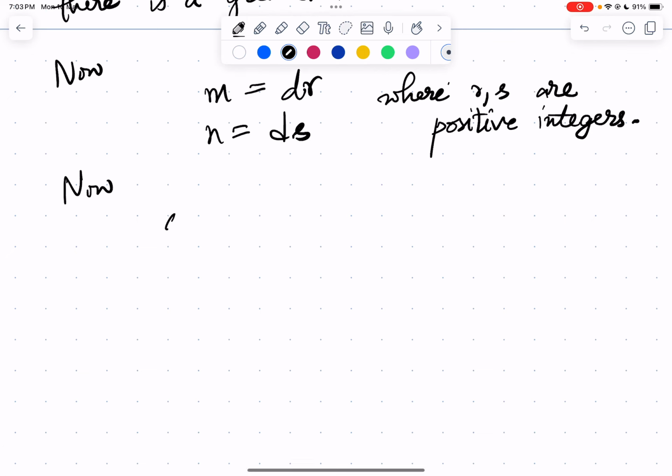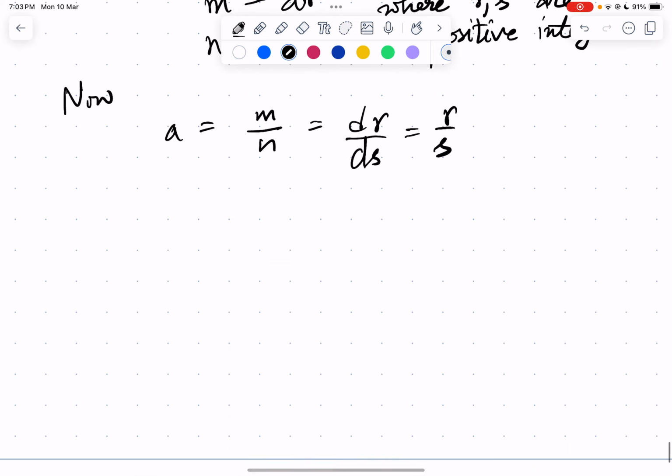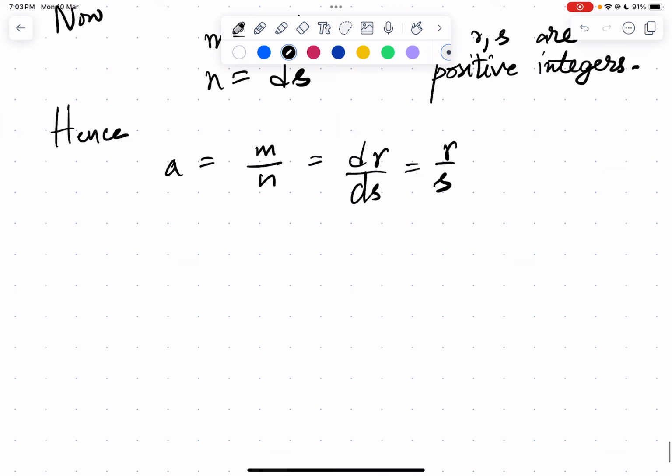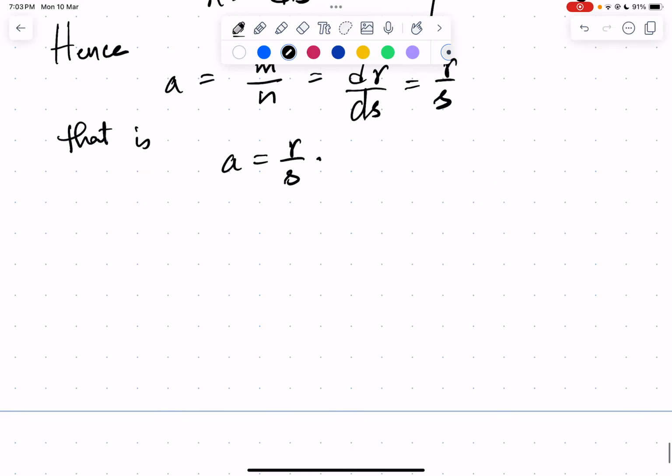Now a equals m by n equals dr by ds equals r by s. Let hence, that is a equals r by s. It now suffices to show.